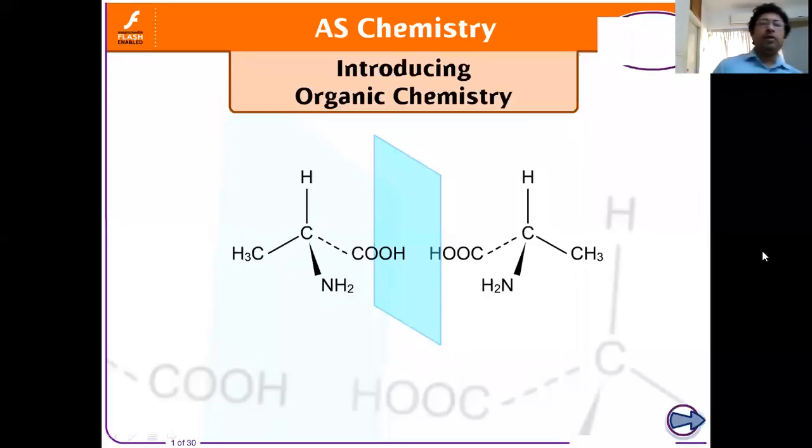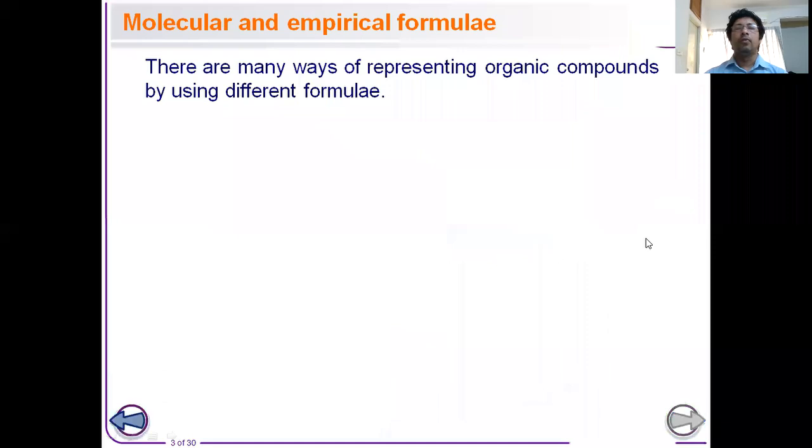Well, this is my first class on organic chemistry. Introducing organic chemistry. This is the first chapter of Cambridge Organic, and it's a very important chapter. Well, first of all, we need to recall the molecular formula and empirical formula. We have already learned it in O level.